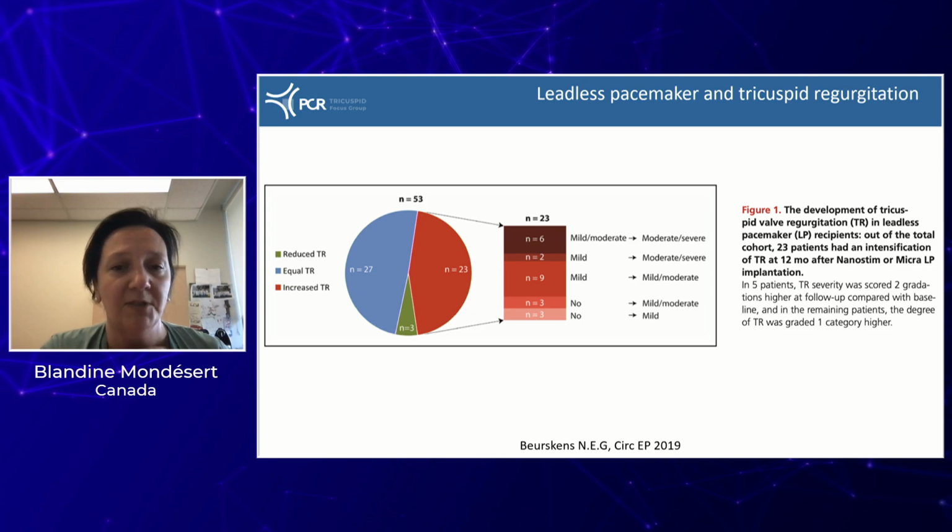In 2019, there was a paper about 53 patients who had the leadless Micra at that time, and some of them had an increase of tricuspid regurgitation. Actually, the positioning of the leadless, especially if you entrap the papillary muscles or if you're very high on the septum, can induce an increase in the tricuspid regurgitation. So you have to be careful about your positioning and your implantation technique as well.